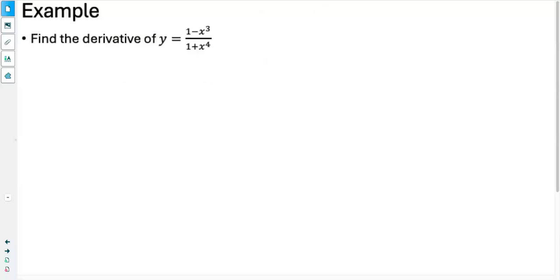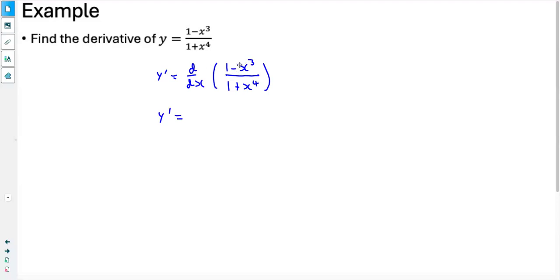So we'll do some examples to utilize this. We want to find the derivative of y equals 1 minus x cubed over 1 plus x to the power of 4. So we know y prime will be d over dx of 1 minus x cubed over 1 plus x to the power of 4.